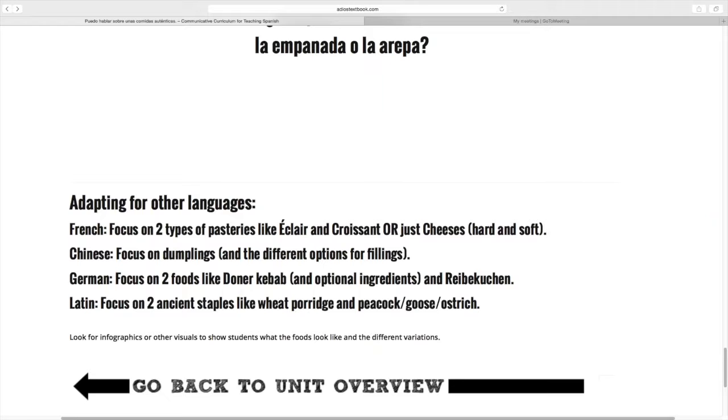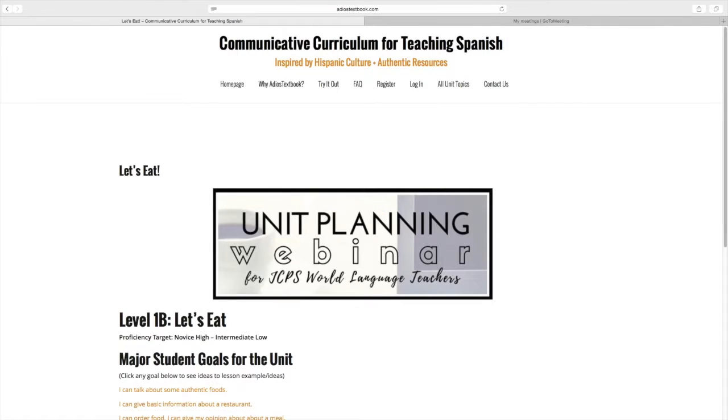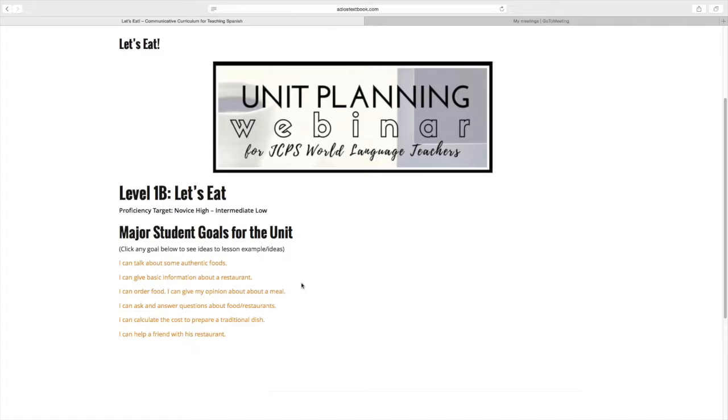And again, I think these are the kind of conversations you can have during your PLC, and you can sit down and say, we're all going to teach this unit. How can we personalize this for our target culture and still teach something similar? So that's the first lesson. It gets into a lot of those cultural connections and exposes them to some types of foods.